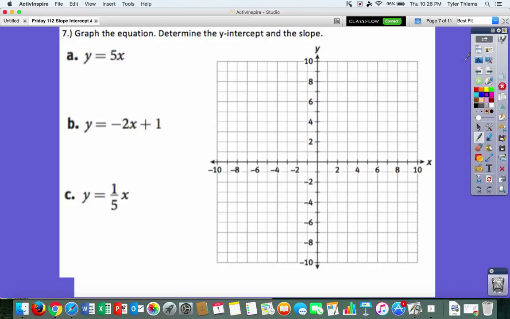Okay, on the back side of your guided notes, you'll see 3 equations. Now we're given the equation and we need to graph the line. So A is y equals 5x. Notice there is no b here.